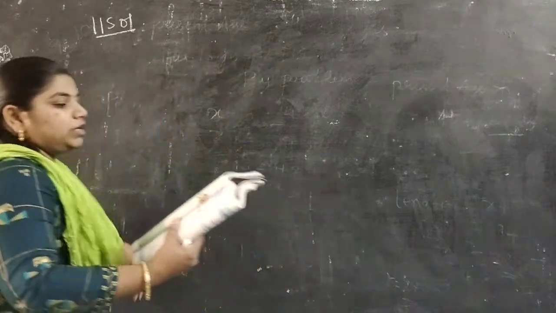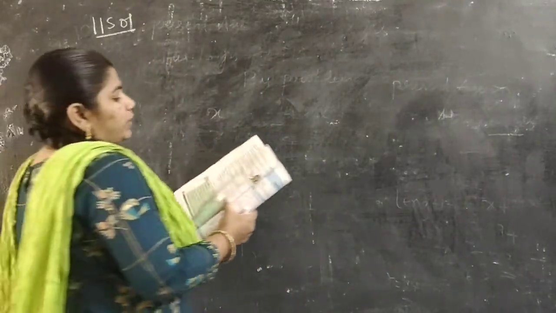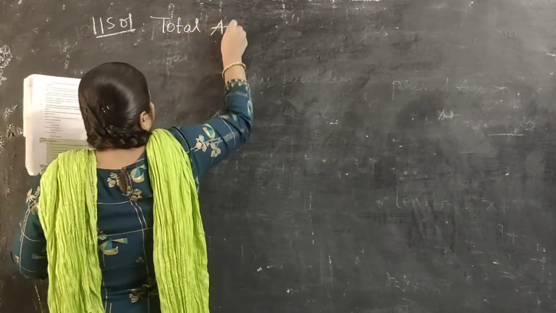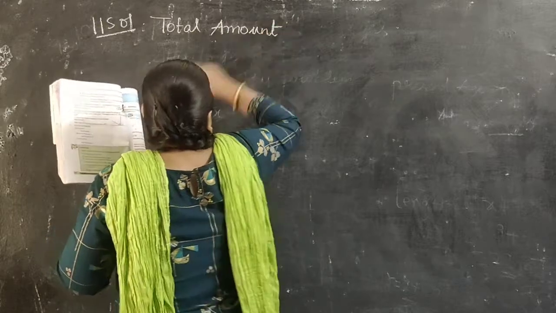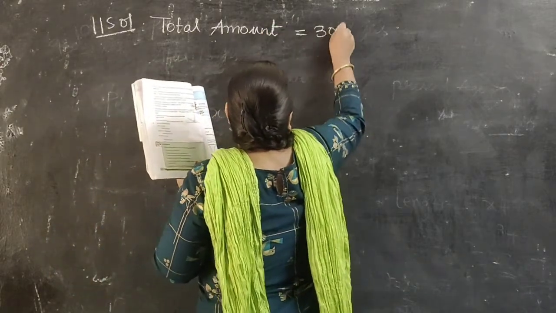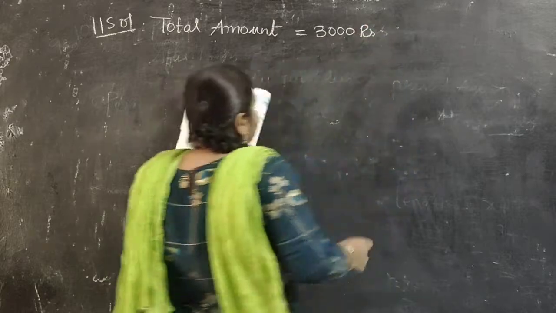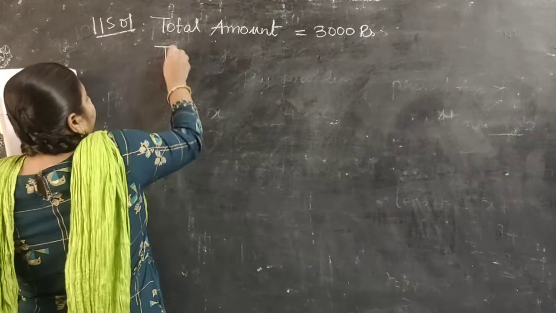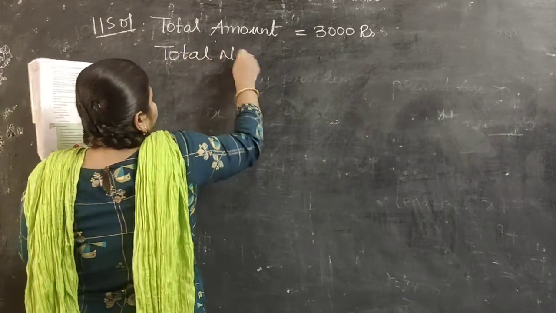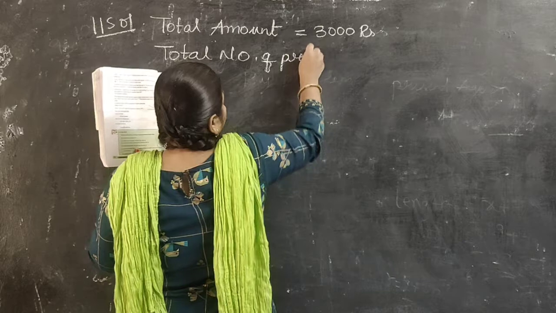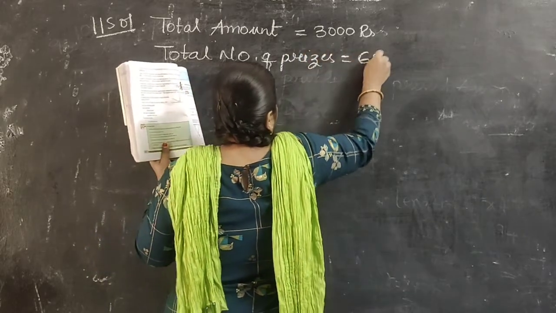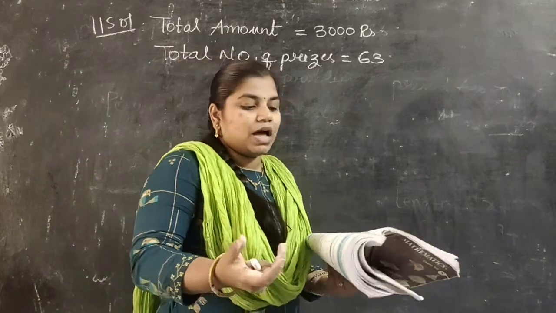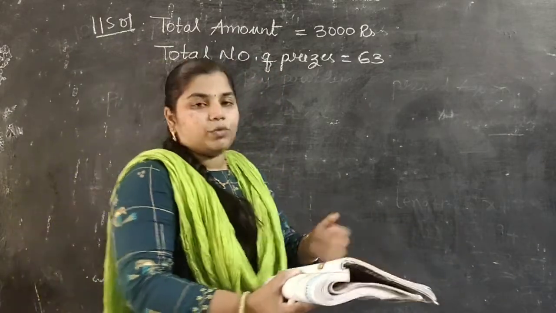So how many 25 rupee prizes and how many 100 rupee prizes are there, we have to find. So here, the total amount they have given is 3000, used for prizes. So total amount is equal to 3000 rupees. And how many prizes are there in total? 63 prizes. So total number of prizes is equal to 63. In that, there are 100 rupee prizes and also 25 rupee prizes.